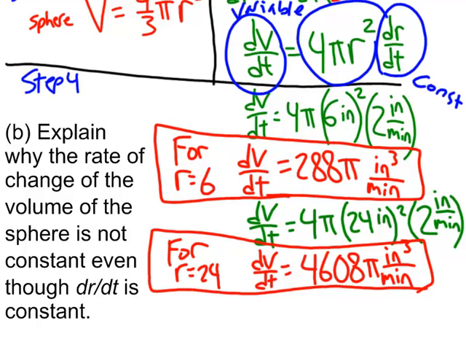I'm just going to leave that as my oral answer there to part B. If that r squared wasn't there, then we'd have a constant times 4 pi, which is another constant. That would be another matter. But it's the presence of that r squared here. That's what means that dv over dt is changing with r squared.